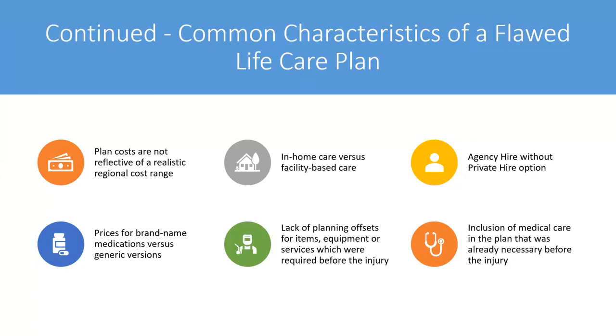Next thing underneath that is brand name medications versus generic versions. Sometimes the plaintiff life care planner will use all brand name medications, even though the person is only using generic versions. So that's why it's important to ask the defense counsel to make sure to get all of the medical records, including pharmacy records, because you want to see if the person is using brand name or generic versions.